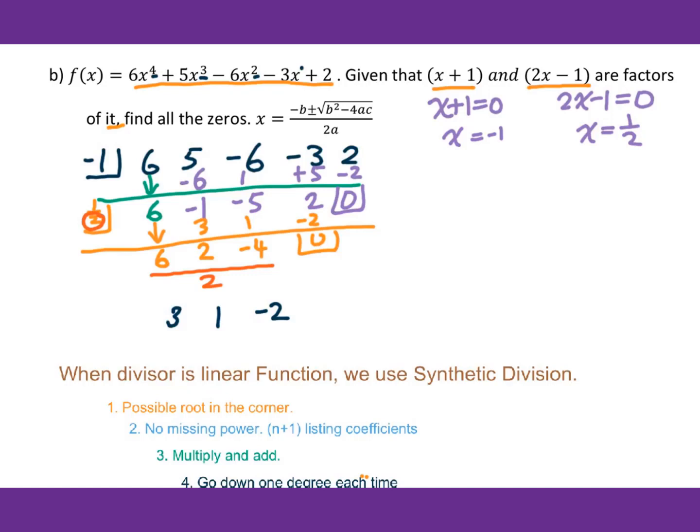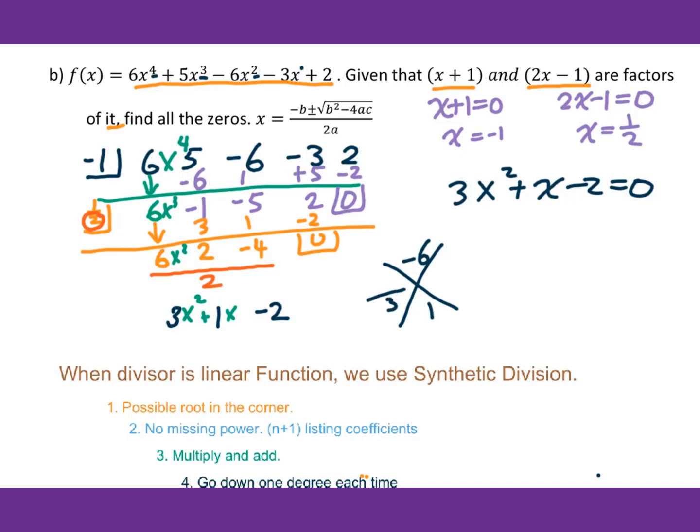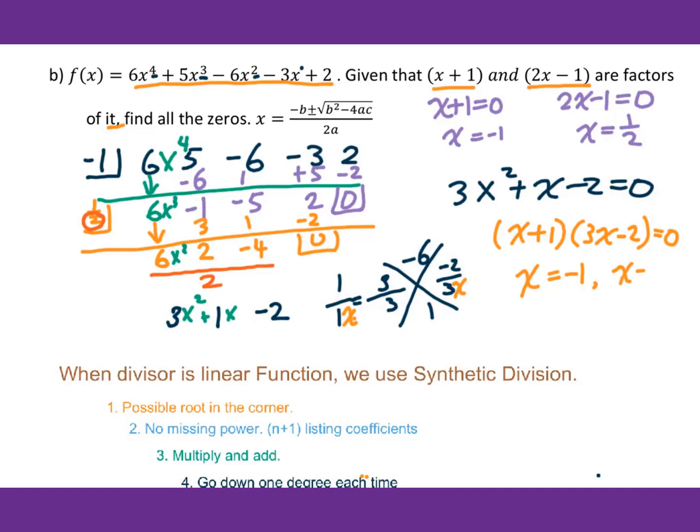Then check the leading degree. We have x to the 4th power, x to the 3rd power, x squared. So this is 3x squared plus 1x minus 2. Then we make 3x squared plus x minus 2 equal to 0. We can factor this. We do the ninja x. Negative 6, 1 over 3, 3. So we get 3, negative 2. Reduce, you get the 1 over 1. Then we put the x here. Bottom up, we get x plus 1 times 3x minus 2 equal to 0. Therefore, we get x equals negative 1, and also we got x equals 2 over 3.